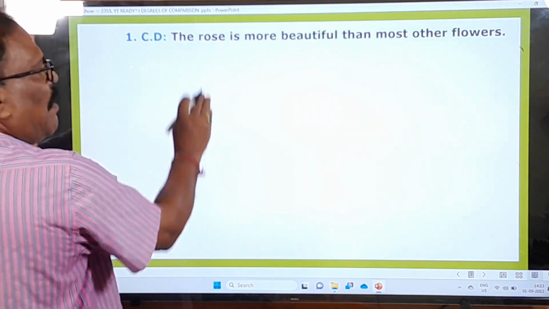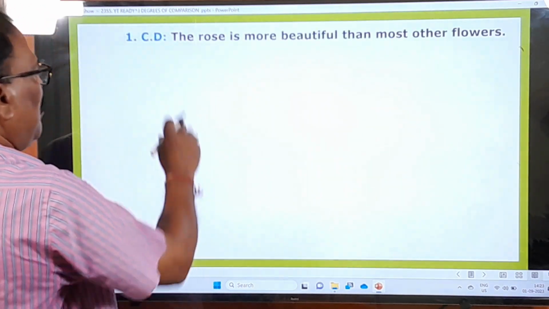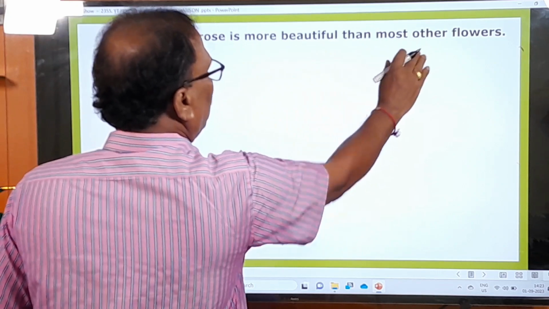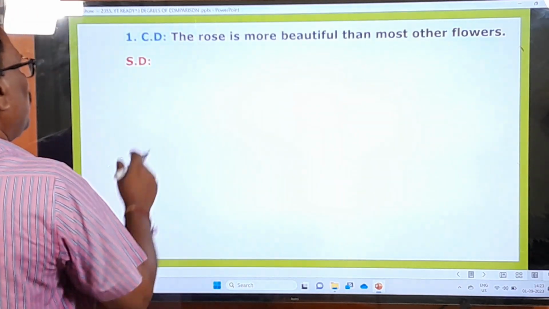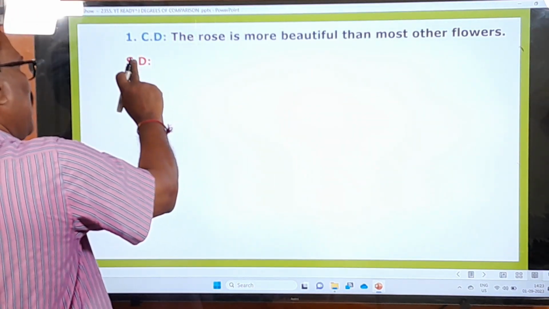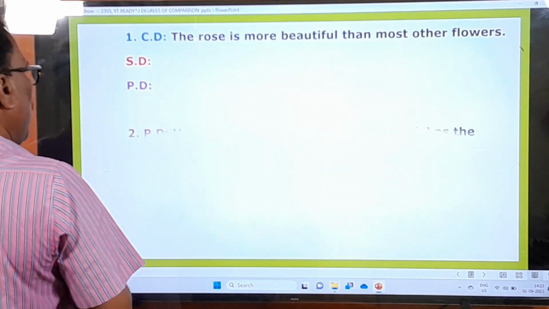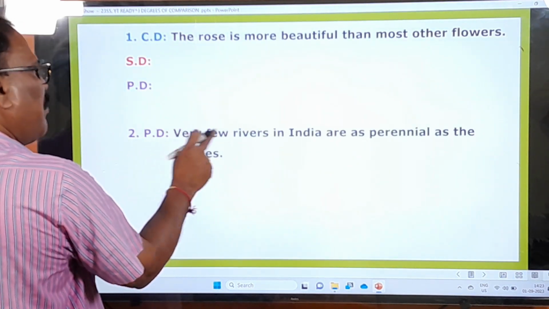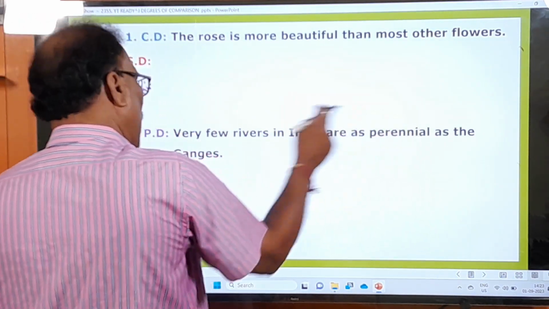So some examples are given here. You have to follow them. You have to solve them. The rose is more beautiful than most other flowers. Okay, you have to change this comparative degree into superlative degree, then positive degree. Okay, and then another example is given. Very few rivers in India are as perennial as the Ganges.